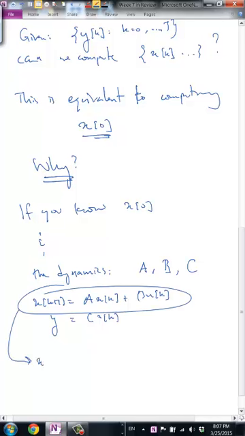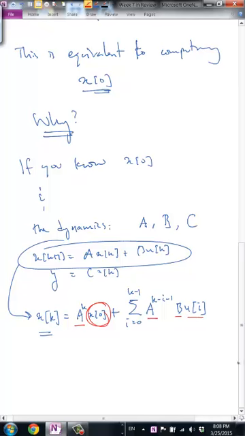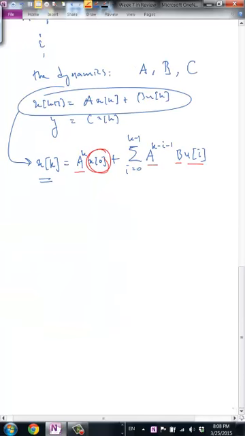Because we know, as we've shown many times, that at any time k, x of k is equal to A to the k times x of 0 plus the summation of A to the k minus i minus 1 B u of i, from i equals 0 to k minus 1. So you see, in order to compute x of k, you need to know A, you need to know B and the input, and the critical piece that we need is x of 0. So if you know x of 0, then using the dynamics, you can basically compute everything.